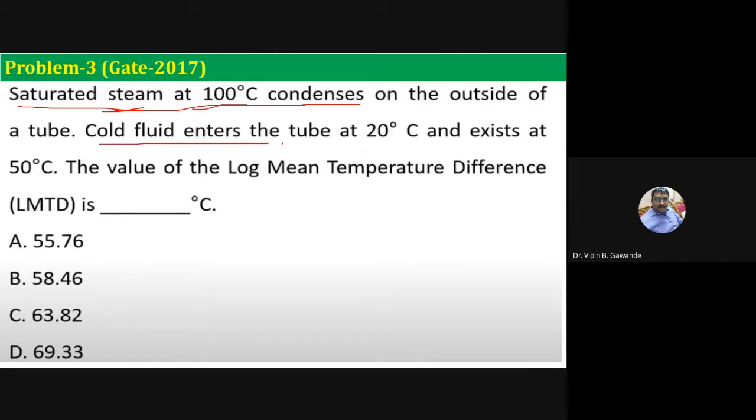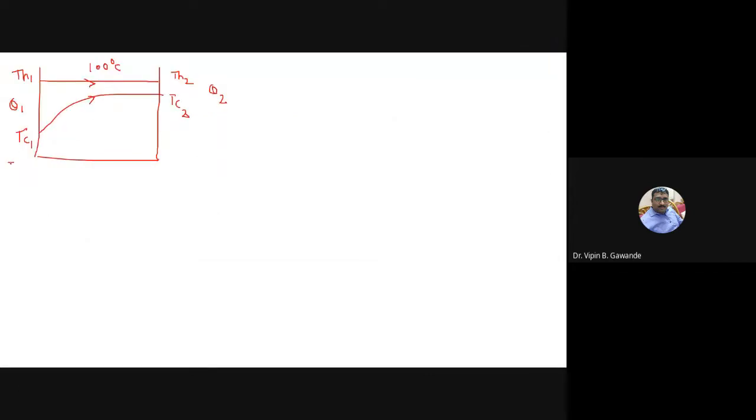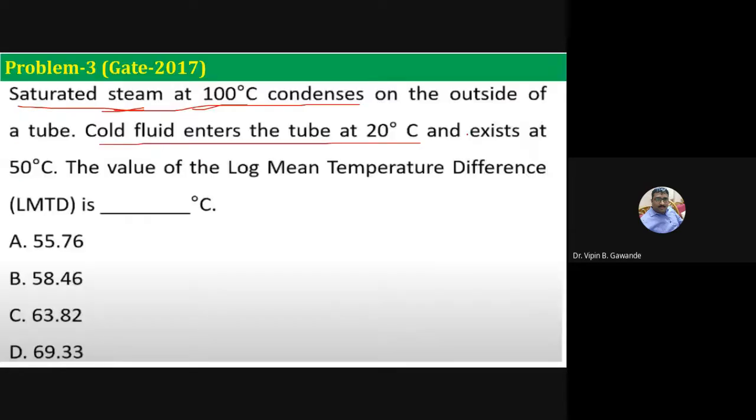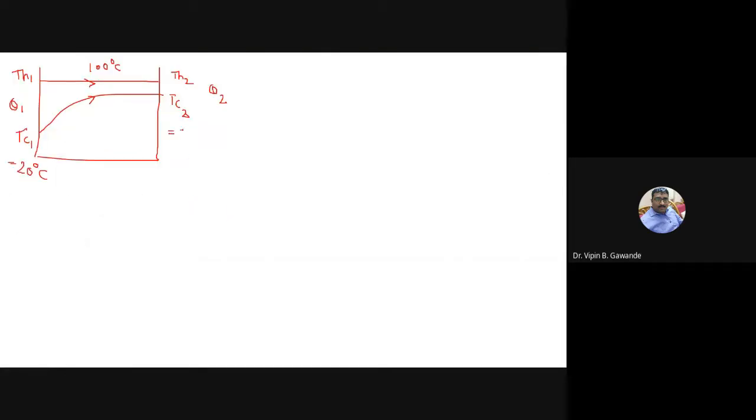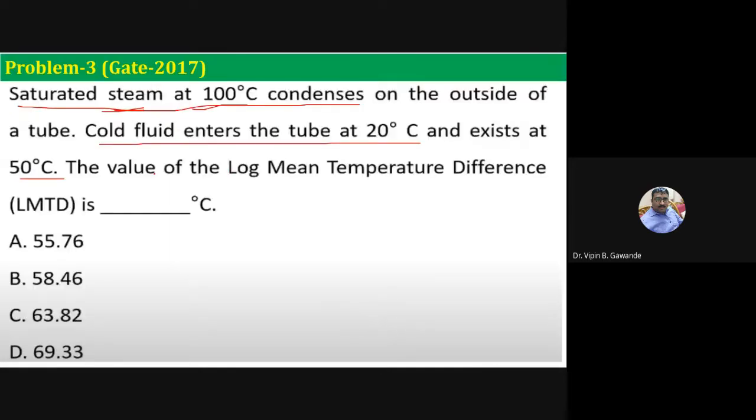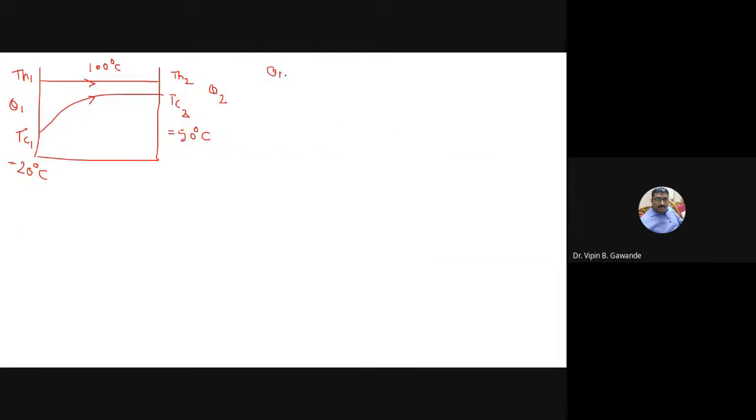Now cold fluid enters at 20 degrees Celsius. So the minimum temperature at which it enters is 20 degrees Celsius, TC1, and it exits at 50 degrees Celsius. Exit at 50 degrees Celsius means TC2 is equal to 50 degrees Celsius. They have asked us to calculate the value of the log mean temperature difference.